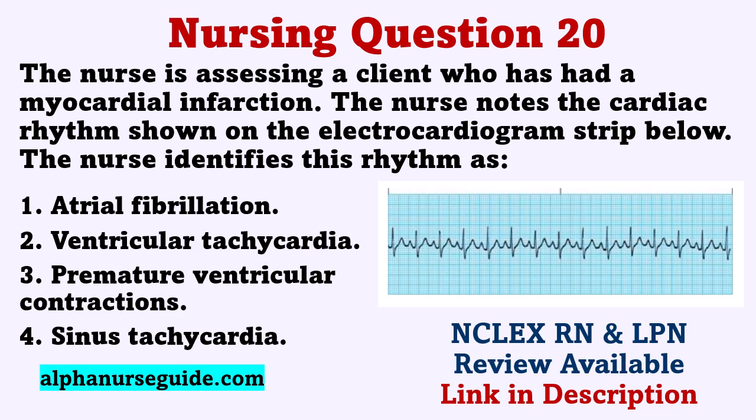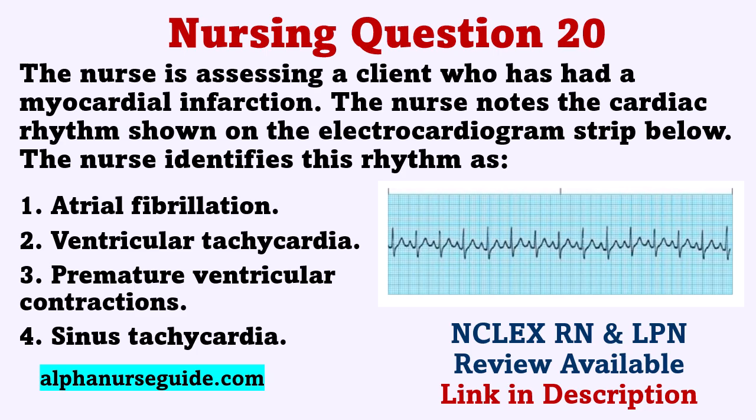The nurse is assessing a client who has had a myocardial infarction. The nurse notes the cardiac rhythm shown on the electrocardiogram strip below. The nurse identifies this rhythm as 1. Atrial fibrillation. 2. Ventricular tachycardia. 3. Premature ventricular contractions. 4. Sinus tachycardia. The correct answer is 4.